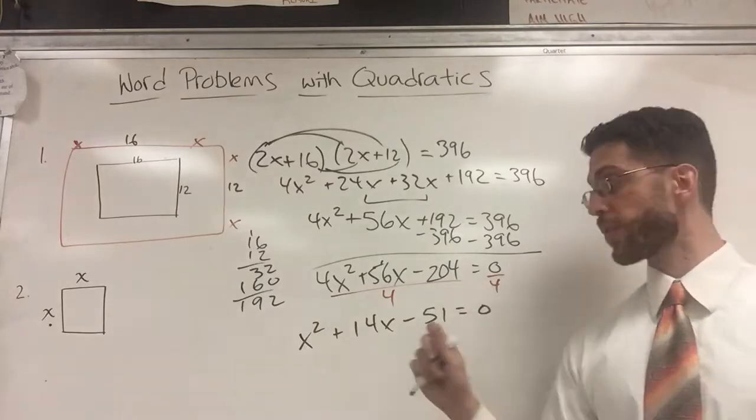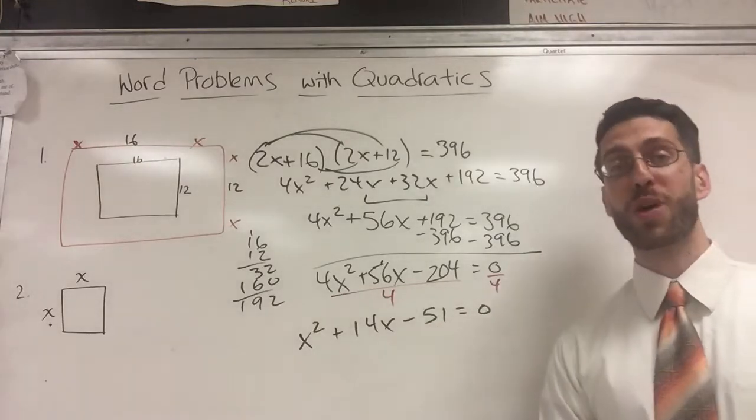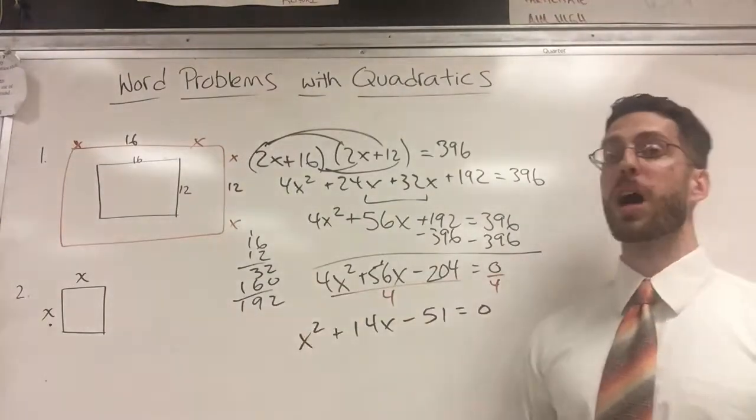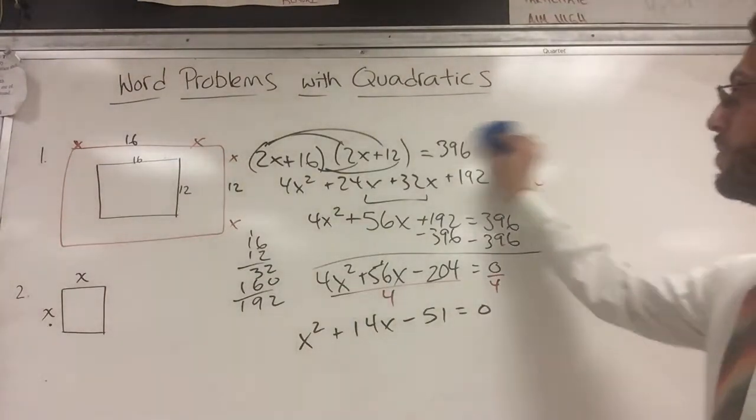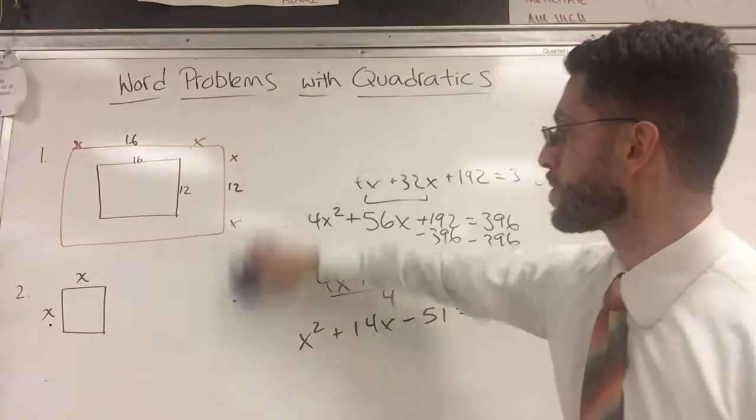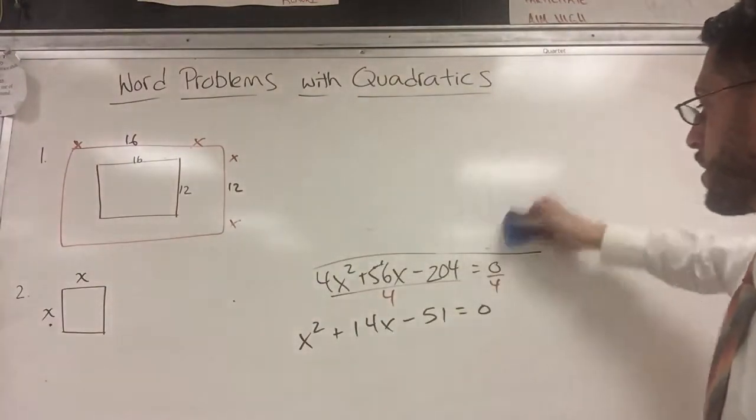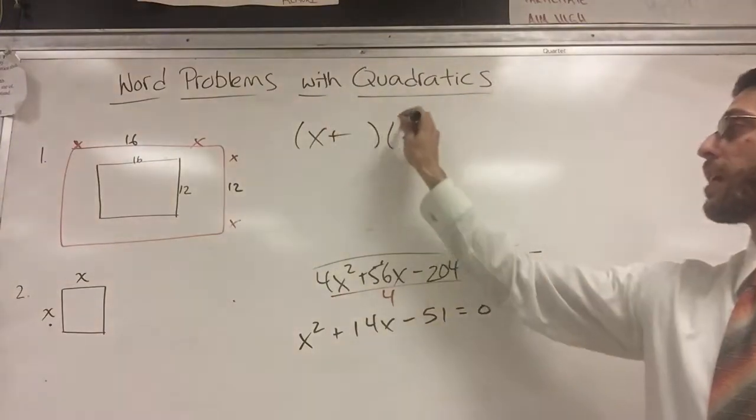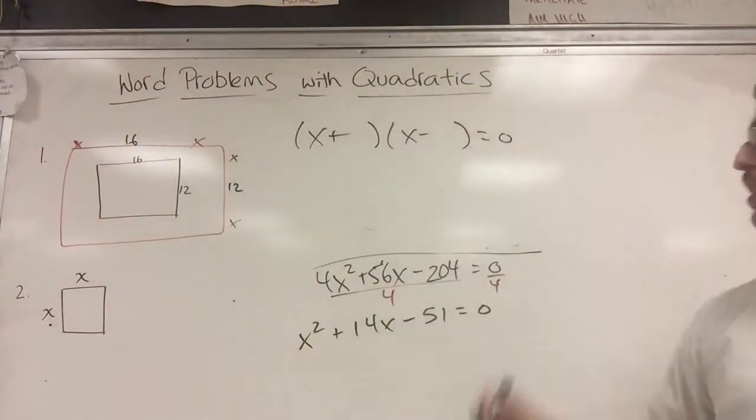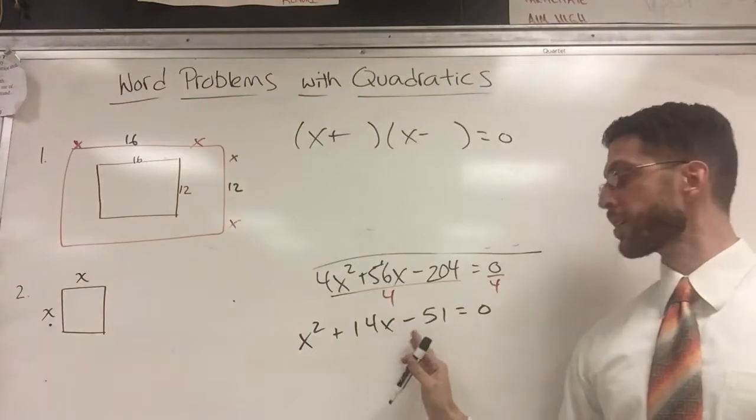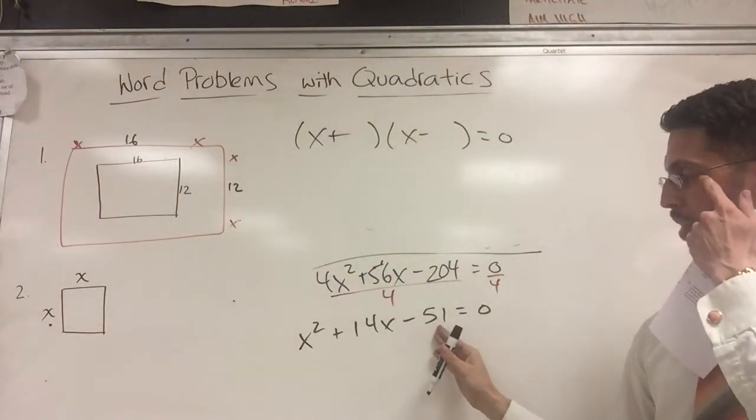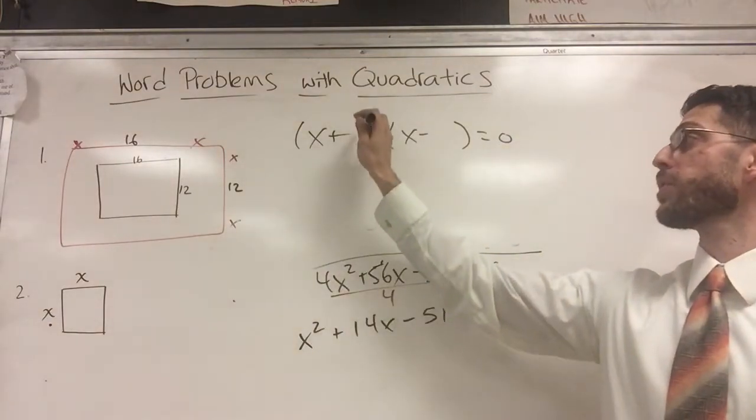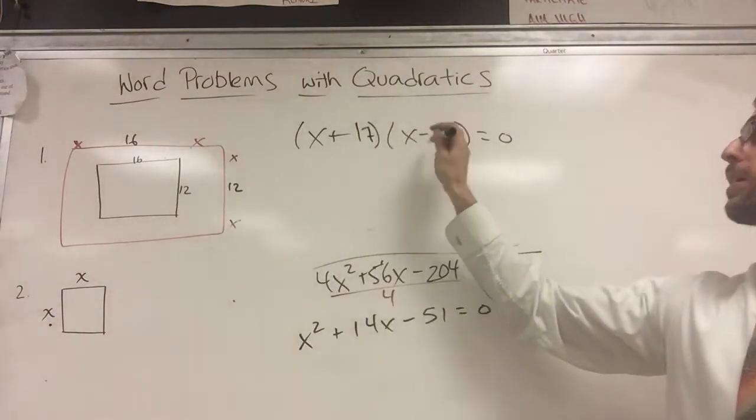Give me the two factors of 51 that also add up to 14. So I'm going to need more space. Hopefully you copied this already. And I think I'm going to get x plus and an x minus, and that's going to equal 0. So again, what are the factors of 51? 3 and 17. My 17 should be positive. So that's going to be x plus 17, x minus 3.